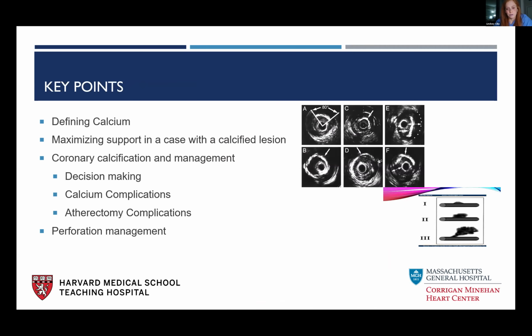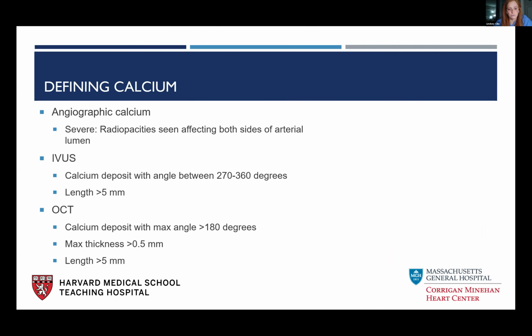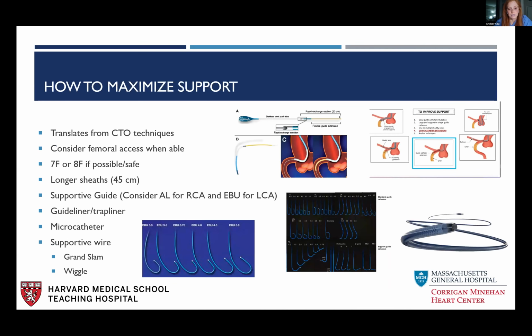So just some teaching points. We've already discussed a lot of these things, just defining calcium by angiography: severe radiopacities seen affecting both sides of the arterial lumen. By IVUS, we spoke about these criteria: 270 to 360 degrees, length greater than 5 millimeters. Again, by OCT, angle greater than 180, max thickness greater than 0.5 millimeters, and length greater than 5. Again, maximizing the support. We spoke about all these.